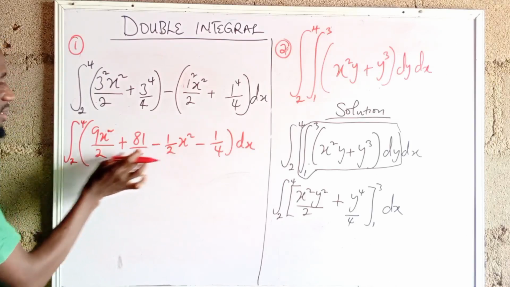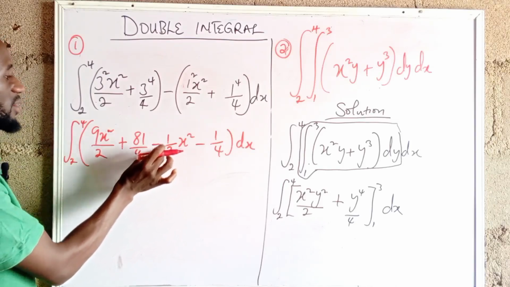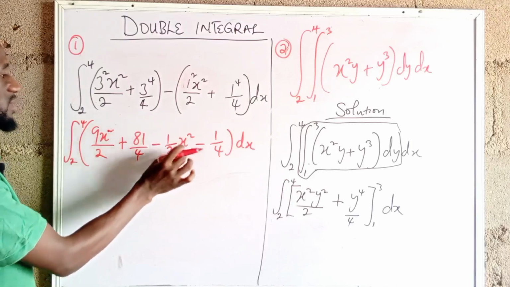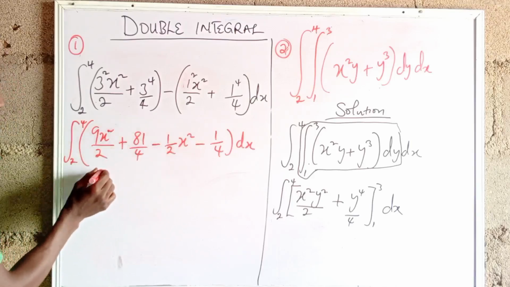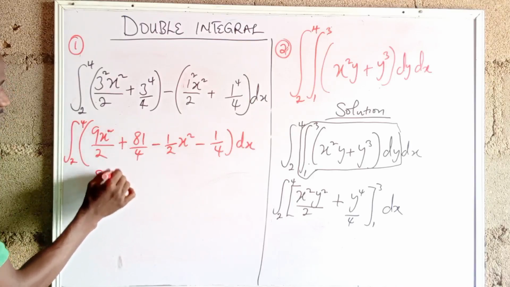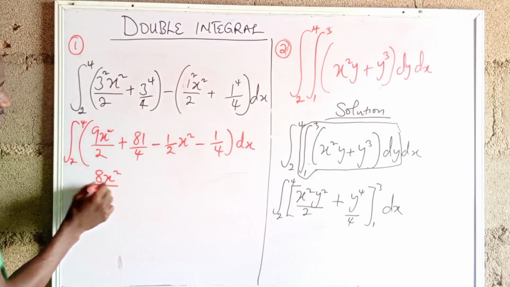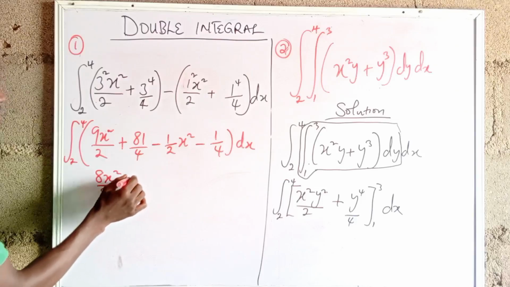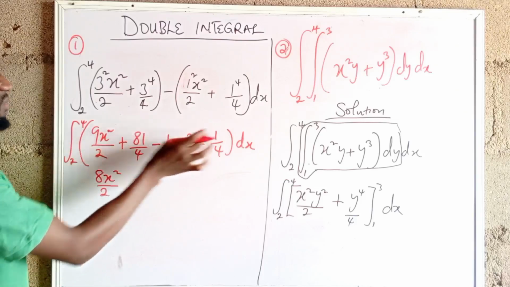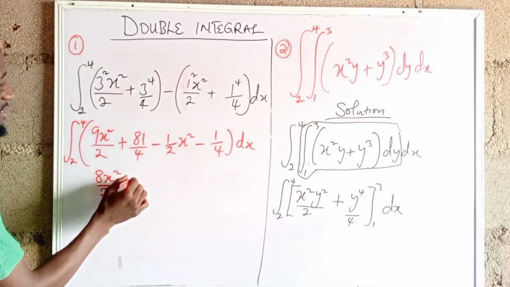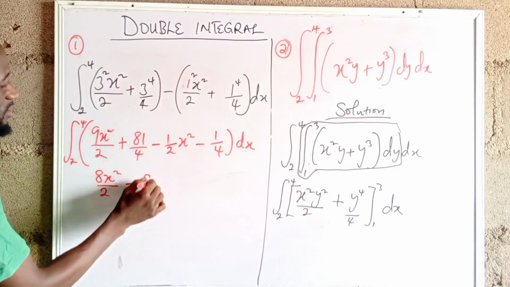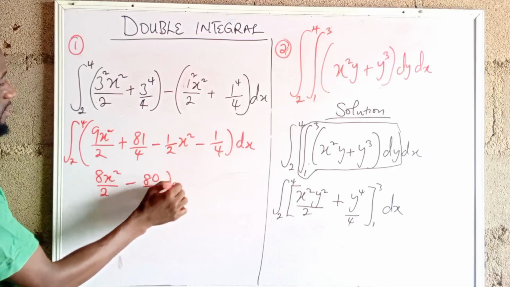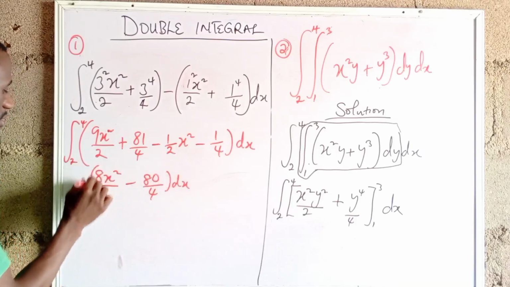Now x squared: 9x squared minus 1 all over 2 x squared gives 8x squared all over 2. Then 81 minus 1 gives 80, so we have minus 80 all over 4, dx.